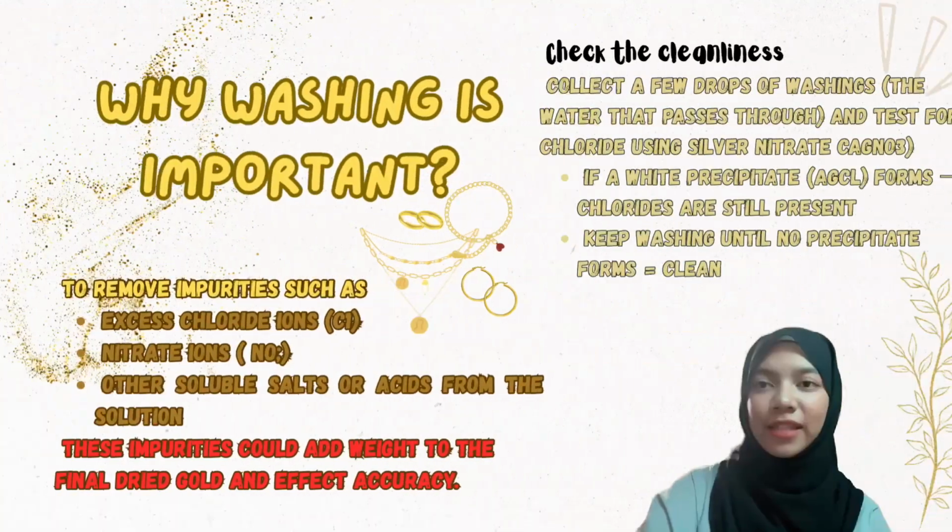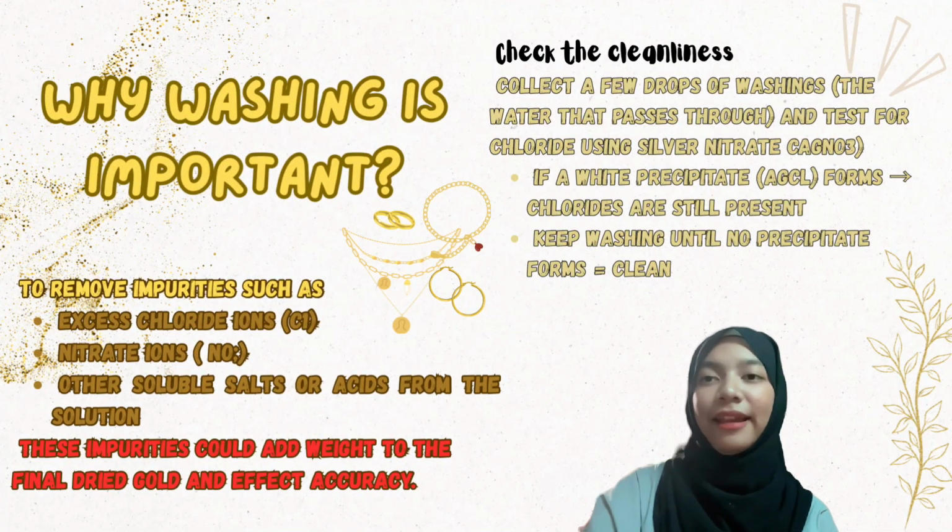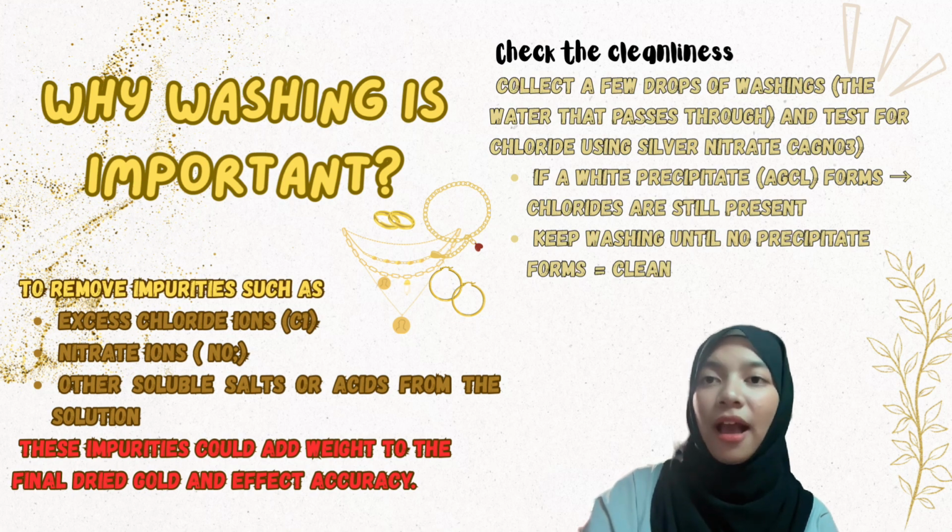Last but not least, we need to check the cleanliness. To check if all the chlorides are removed, we can test a drop from the washing water using silver nitrate. If a white precipitate forms, that means there are still chloride ions inside. So we need to keep washing until no precipitate forms.